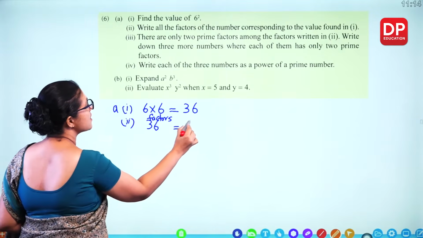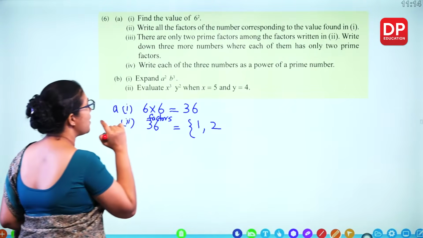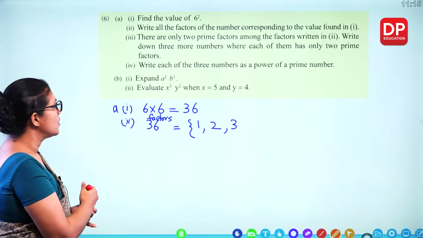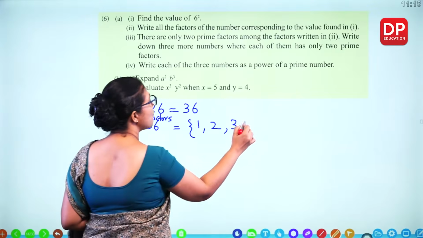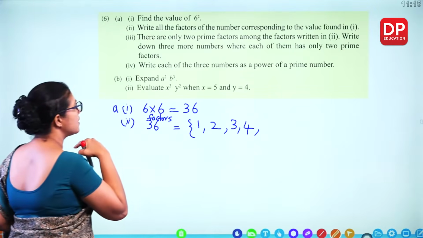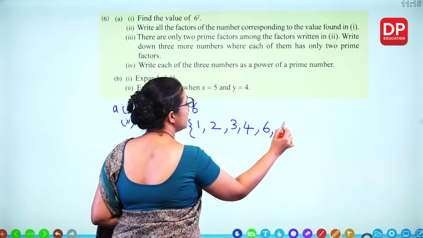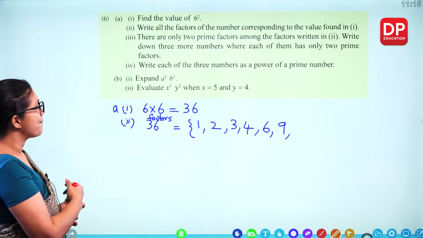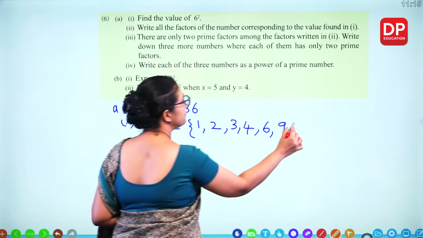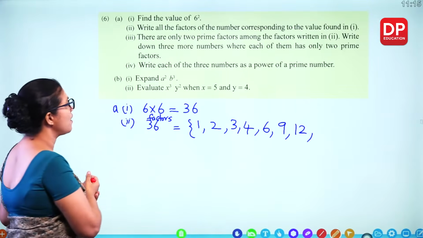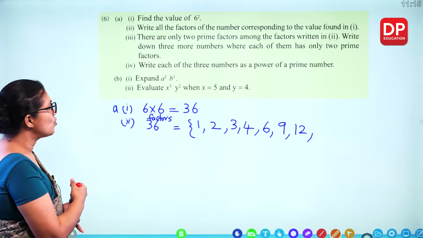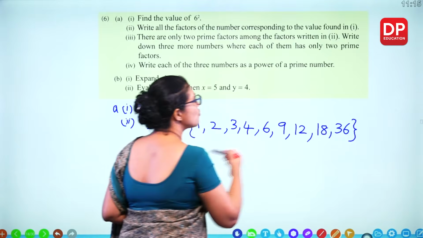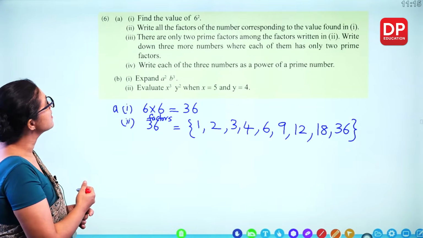Factors of 36: 1. You can divide by 2. You can divide by 3. 3 times 12. You can divide by 4 and 6. 9. When you divide by 3, you get 12. When you divide by 4, that's 9. Divide by 2, get 18. And then 36. So those are the factors of 36.